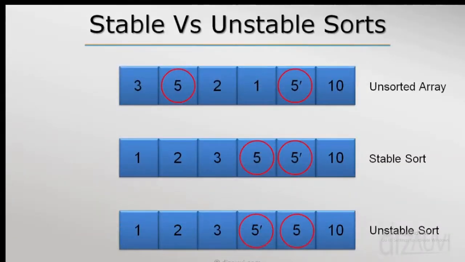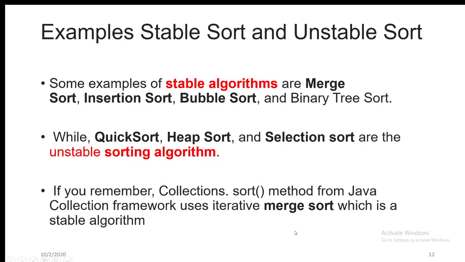Let's see an example. These are examples of stable versus non-stable sorting algorithms. Here you can see 5 and the second one is 5 prime. In stable sort, 5 is placed there and 5 prime is placed there, the order is the same, but in the unstable sorting algorithm this 5 is there and this 5 is there. These are examples of stable sort and unstable sort.